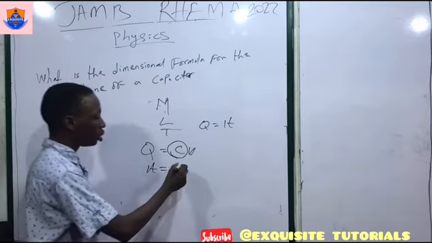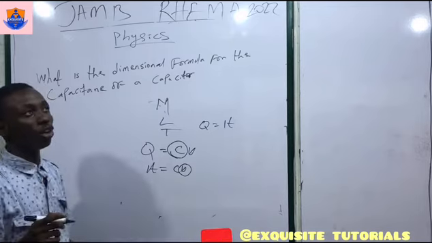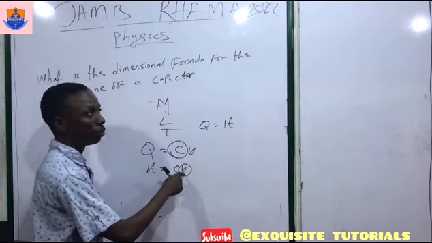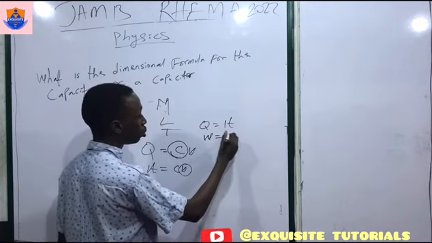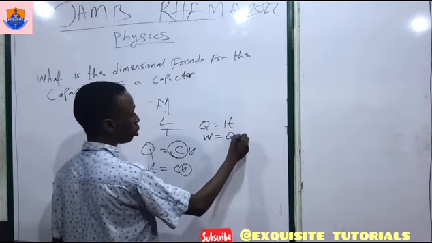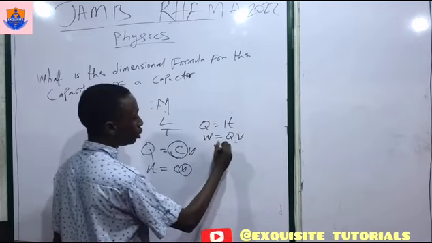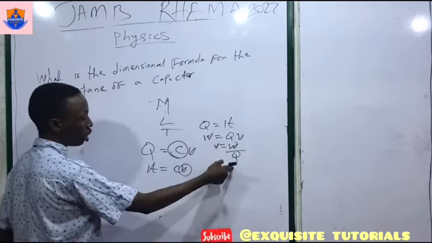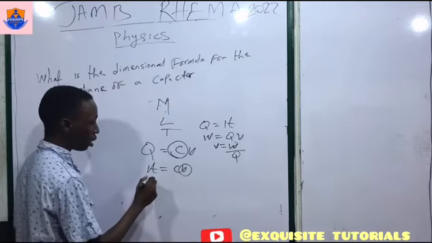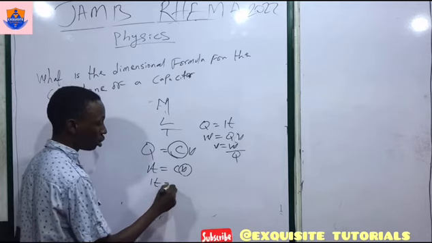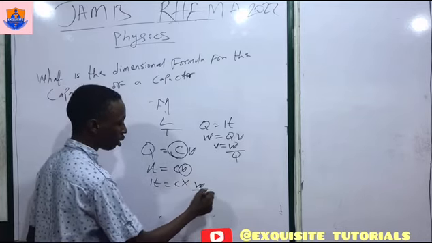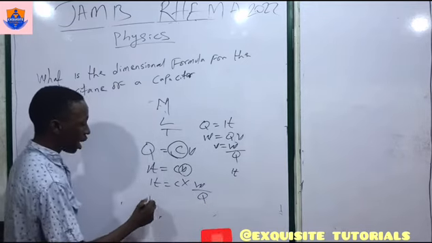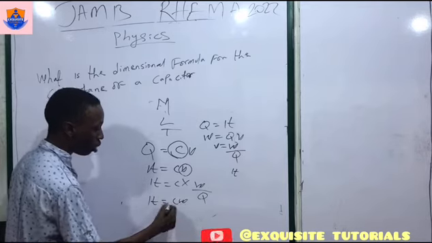But then we also need to simplify V. V is voltage or electromotive force. We can simplify this V from this formula, W is equals to QV. This is work done. So from here, V is equals to W over Q. Bringing this into here, we have IT is equals to C times W over Q. We also know that Q is equals to IT too. So we have IT is equals to CW over IT.